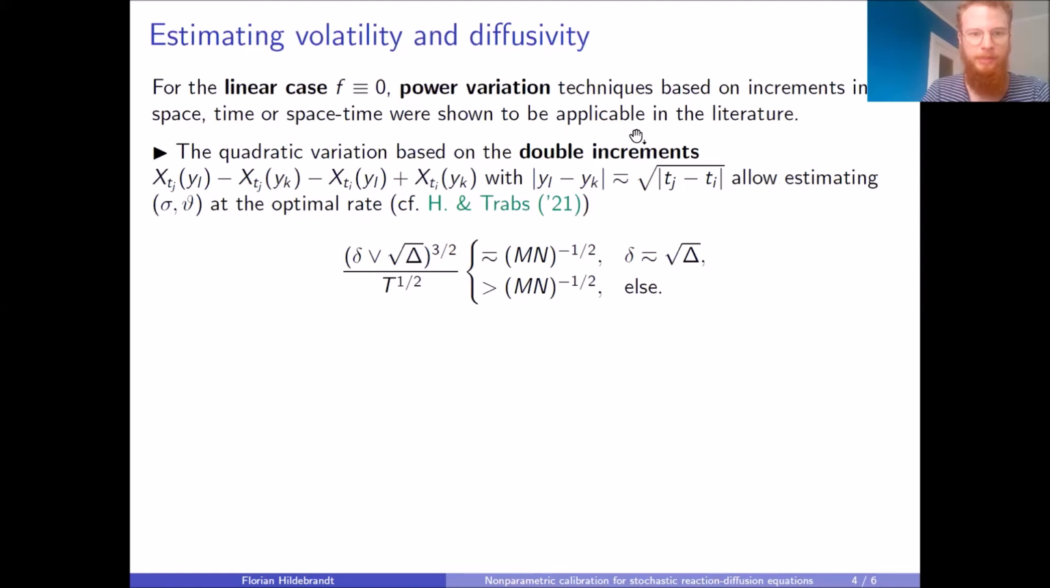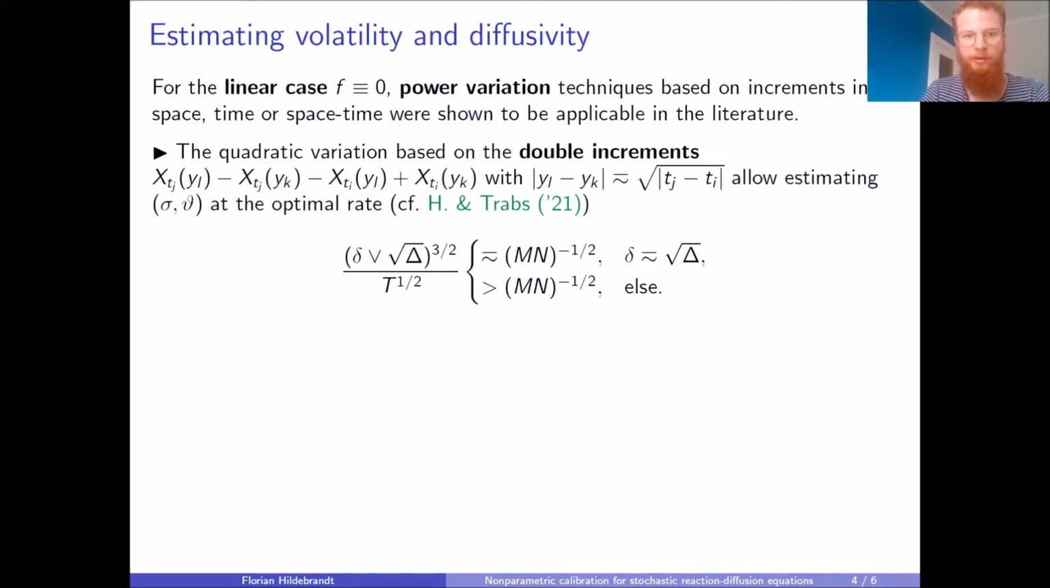Double increments are these kinds of objects: space increments of time increments, or equivalently time increments of space increments. They have to be chosen in such a way that the difference between the two points in space is of the same order of magnitude as the square root of the distance in time. So we are not necessarily building our double increments from neighboring observations in time and space, but there may be some values in between L and K and also between J and I.